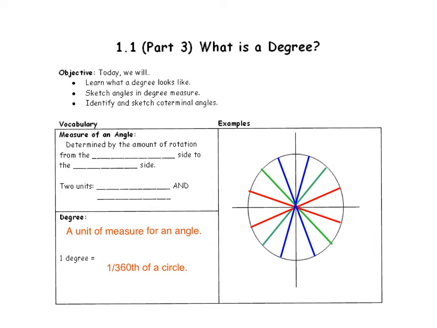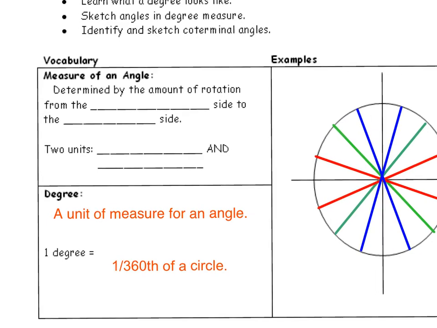Before we get too far into that, I just wanted to define for you the word degree. A degree is just a unit of measure for an angle. One degree is 1/360th of a circle.